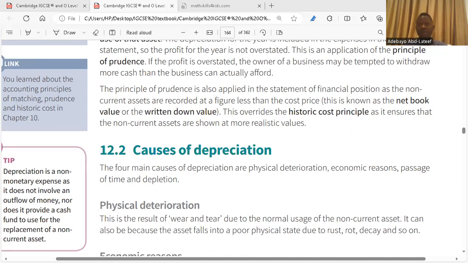You get the point I made there. The prudence means the cost of an asset, you have to take it away from the expenses incurred on that asset. That means the cost of maintaining that asset, you have to take it away from the historic cost. That is the principle of prudence.